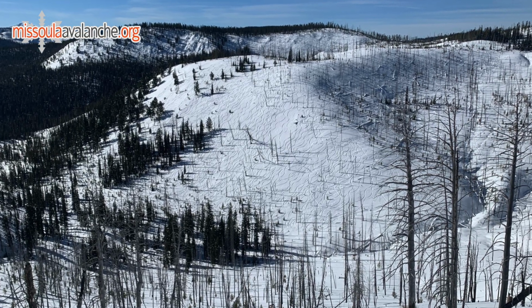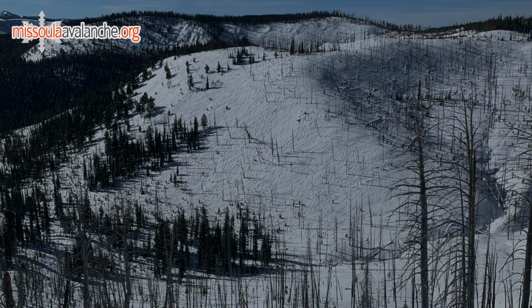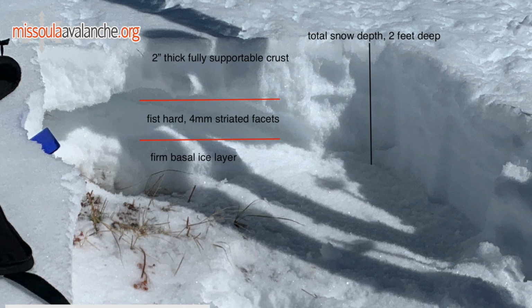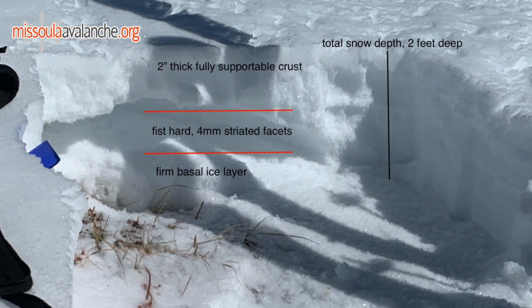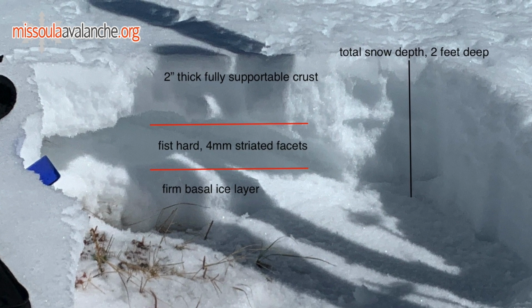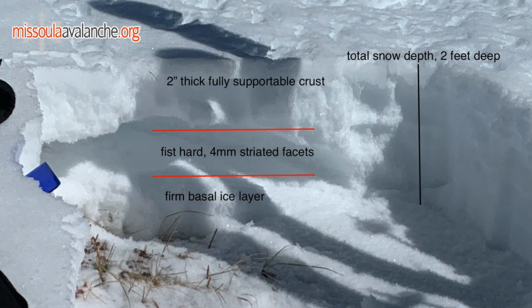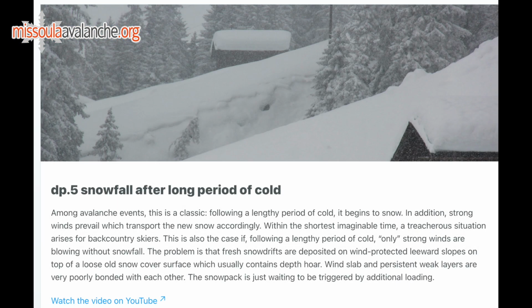A strong sun on solar aspects really destroyed any surface hoar on those aspects, but it created a melt-freeze crust at the surface. On due south aspects and at mid-elevation, the crust is thicker and in many places was fully supportable for skiers. On the fringes of the solar areas, though, the crust is thin and well-developed near-surface facets remain directly underneath. With snow arriving on the 1st of February, we were looking at two avalanche danger patterns. Number one being potential for buried surface hoar, and the second being new snow after a long period of dry, cold weather.